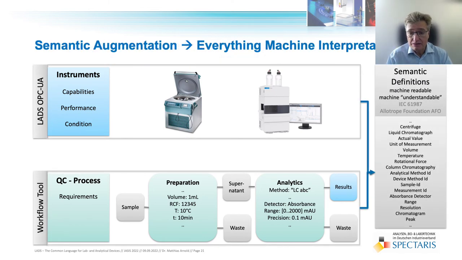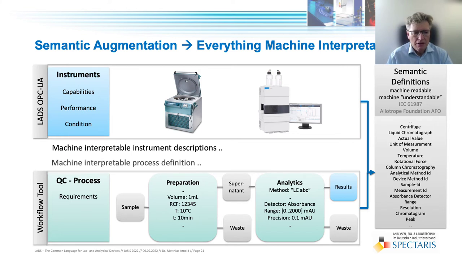First, let's assume that the instruments in the laboratory support LADS and represent their information augmented with semantic definitions from selected well-known taxonomies and ontologies. Second, let's assume that the process definition and all its properties are augmented with semantic definitions from the same well-known taxonomies and ontologies. This means we have machine interpretable descriptions of instruments, including their capabilities and their performance. We have machine interpretable definitions for the process and its requirements.